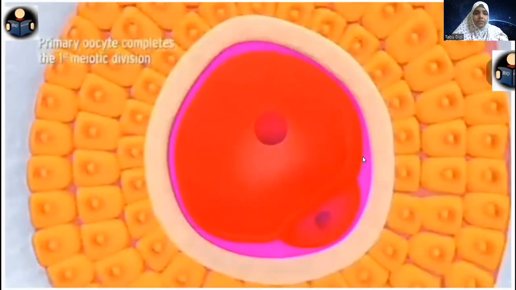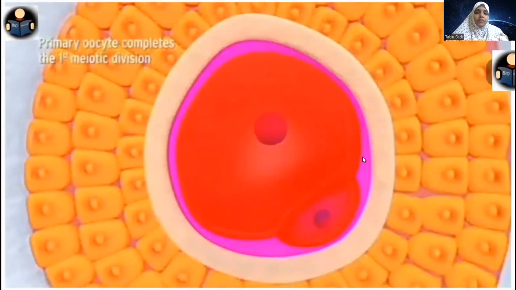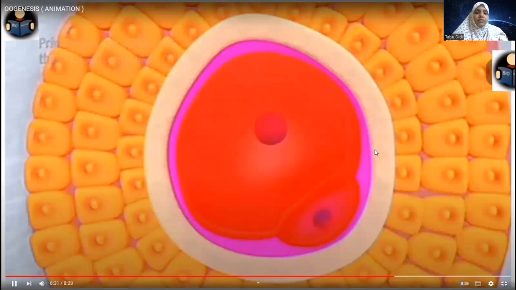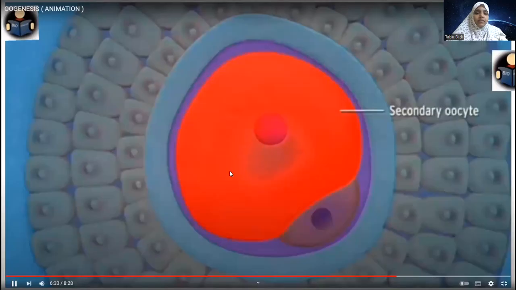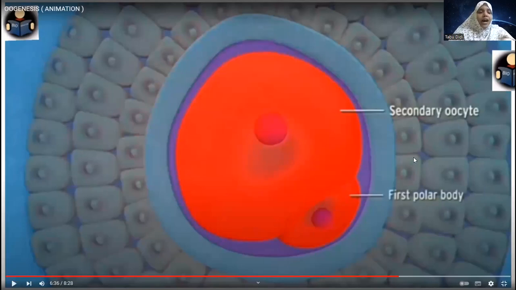At this stage, the primary oocyte completes the first meiotic division to form the secondary oocyte and the first polar body. Ab aaya hamara important point. All of you are with me? Any questions, any doubts coming to your mind?